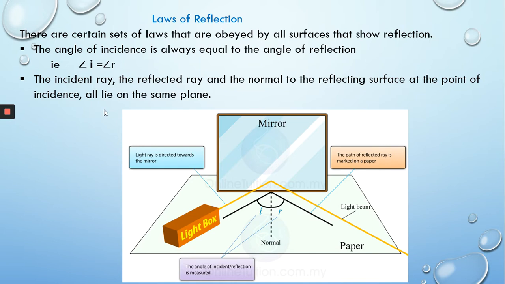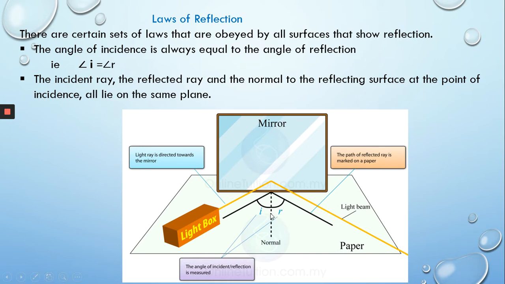Now, by knowing the laws of reflection of light, we can easily solve some of the numericals related to the laws of reflection. For example, here in the figure, let us suppose angle I is given as 30 degrees and it is asked to find out the angle of reflection. So according to the first law of reflection, angle I equals angle R. Therefore, angle R is also 30 degrees.